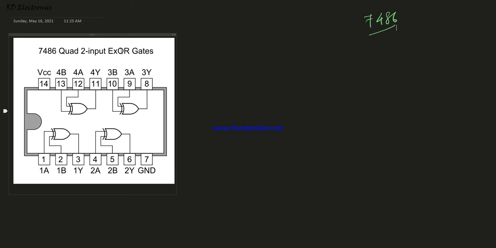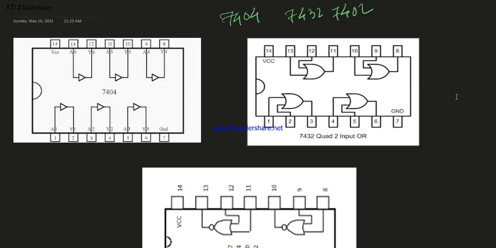Next one is 7486, quad 2 input XOR gate. The IC name is 7486. This is the XOR gate. Pin number 14 is used as plus VCC, pin number 7 is ground, and there are 4 XOR gates available, where 3, 6, 8 and 11 are the outputs, and 1, 2, 4, 5, 9, 10 and 12, 13 are the corresponding inputs.